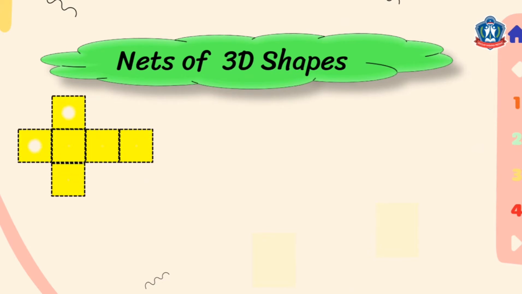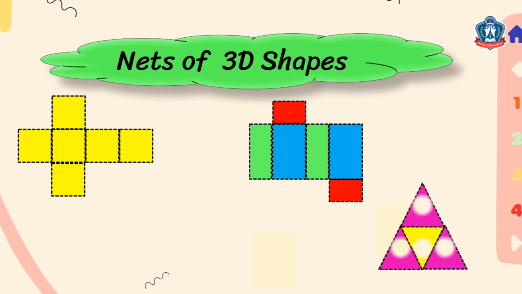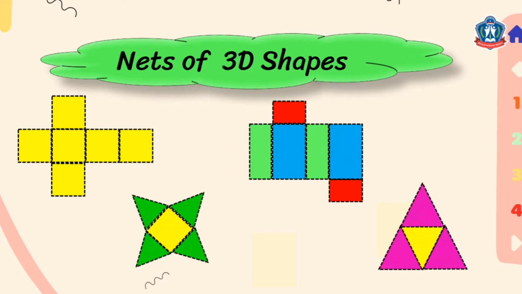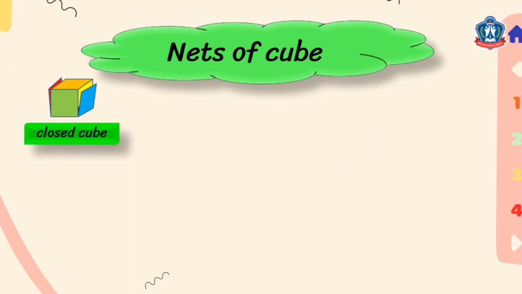For example, this is a net of a certain 3D shape. Can you name what 3D shape this is? How about this one? Next. And this one. All of these are nets of 3D shapes. Each 3D shape can have several possible nets. If we fold the nets, it will form a 3D shape. For example, let's study the nets of a cube. This kind of cube is a closed cube. It means it consists of 6 square faces.